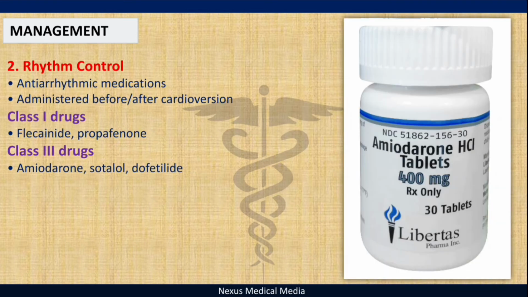Right. Next, rhythm control, we use antiarrhythmic medications administered in conjunction with cardioversion. We can use them before or after. Right. Firstly, there are class 1 drugs like flecainide, propafenone. Class 3 drugs like amiodarone, sotalol, and dofetilide.